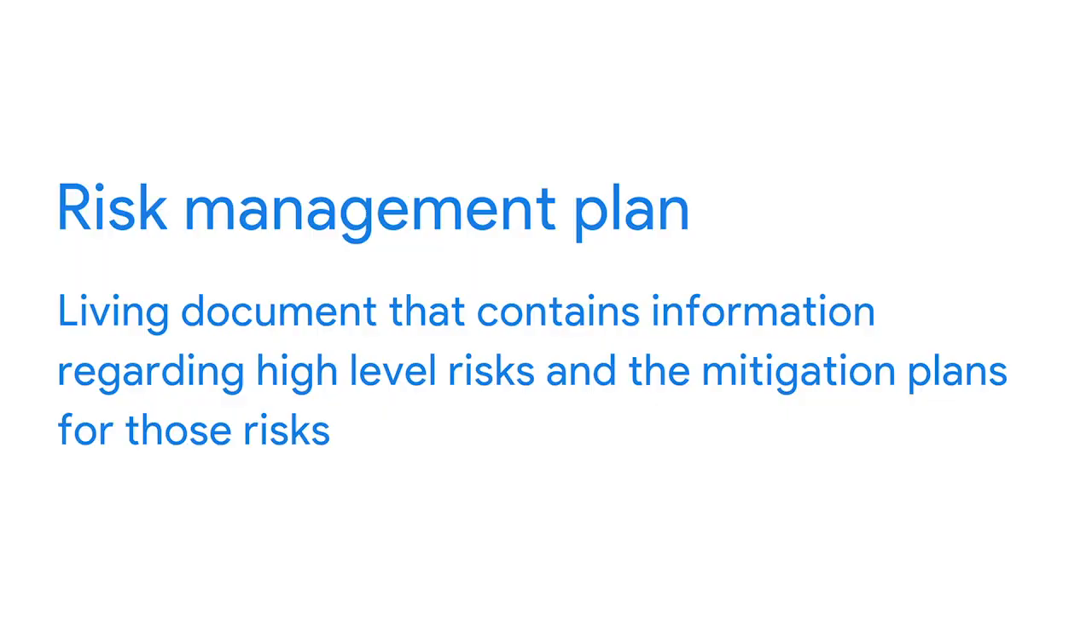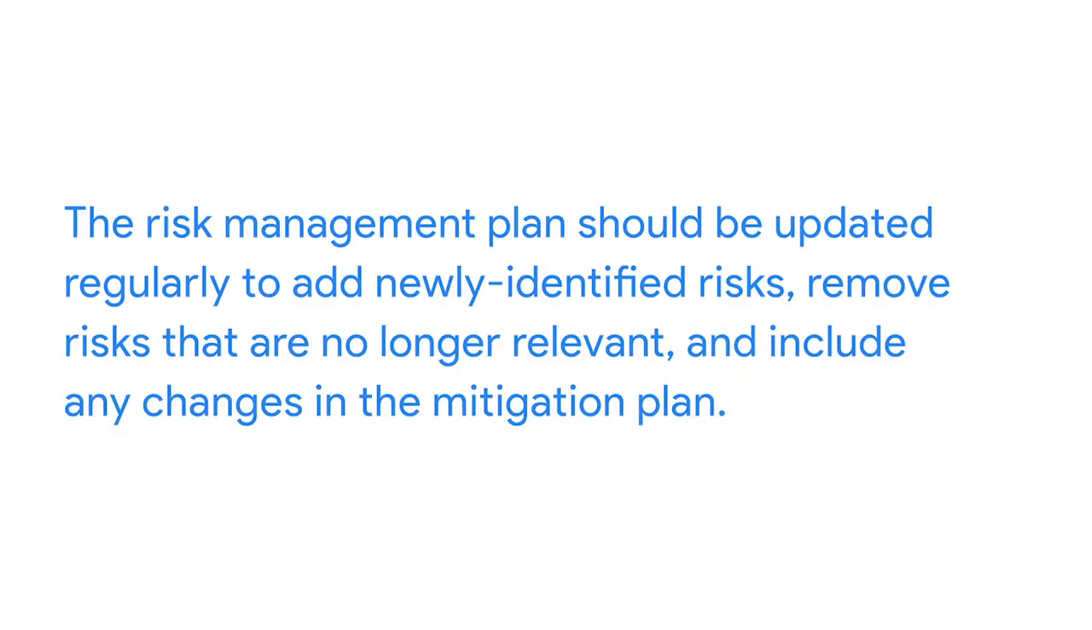A risk management plan is a living document that contains information regarding high-level risks and the mitigation plan for each of those risks. This plan helps ensure that teammates and stakeholders have a clear understanding of potential problems and a plan to address them should they occur. Risk management is an ongoing practice that you'll take part in throughout the planning and execution of a project. Since risk management evolves throughout the project, the plan should be updated regularly to add newly identified risks, remove risks that are no longer relevant, and include any changes in the mitigation plans.